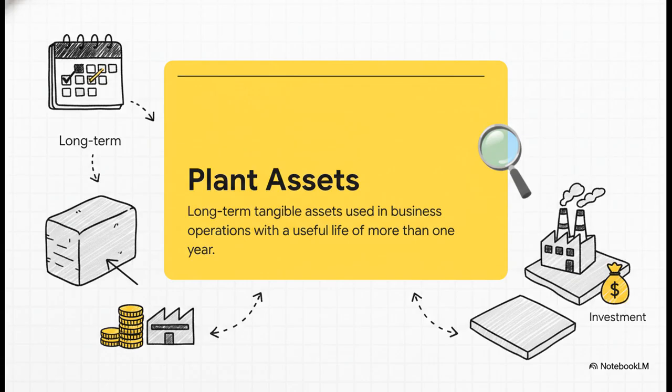And third, and this might be the most important part for an accountant, used in business operations. An asset is only a plant asset if it's actively helping the company make money in its main line of business. For instance, a delivery van for our coffee shop, that's a plant asset. But what if a car dealership owned that exact same van? For them, it would be inventory because their business is selling vans, not using them to deliver coffee. So its classification depends entirely on how the business intends to use it. That's a really critical distinction.